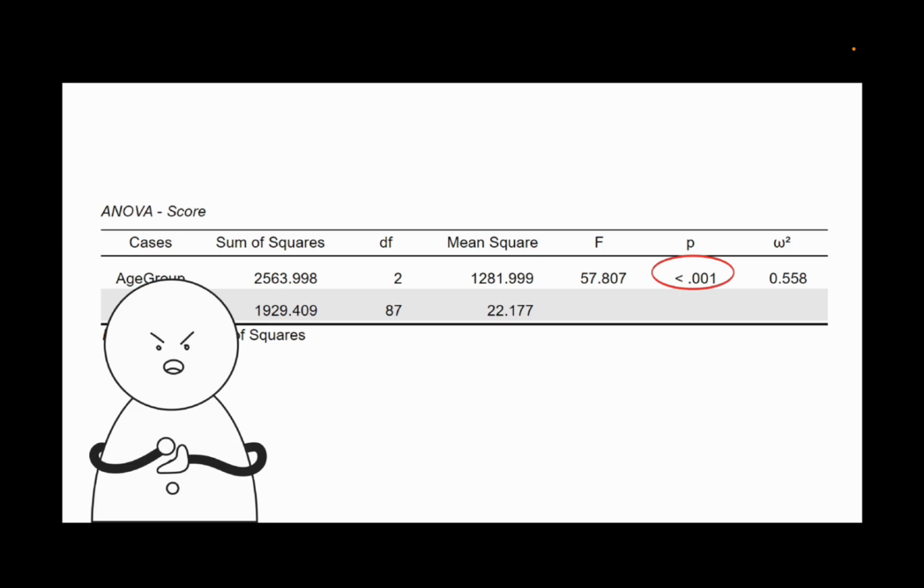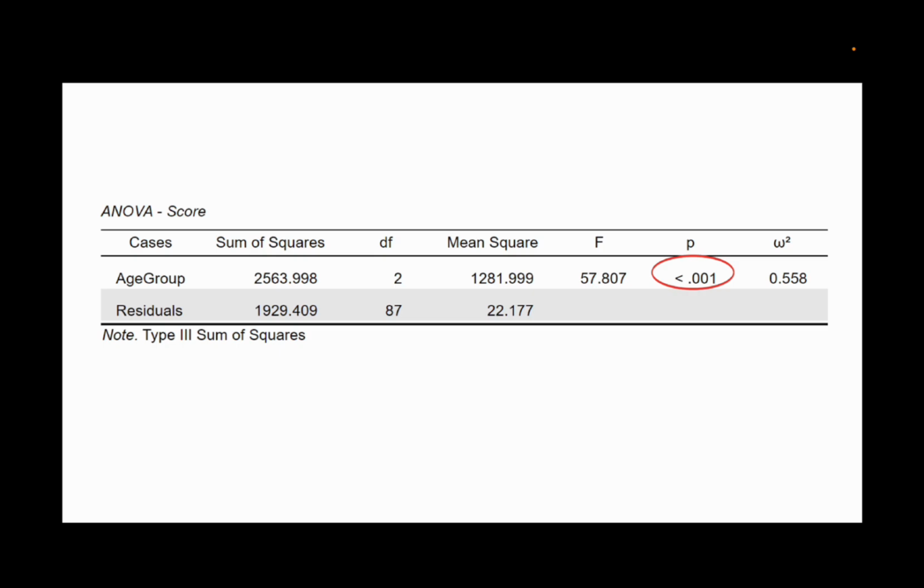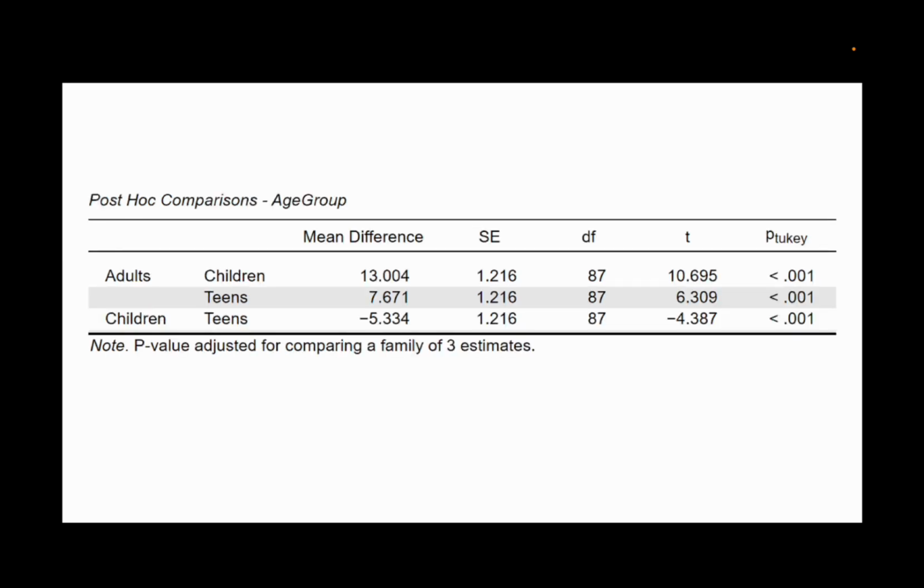So just like with the t-test, that means the probability of seeing this result, if there were no real difference, is super low. So it's probably safe to say there is a real difference between the groups. Exactly. But we're not done yet. ANOVA tells us that there's a difference, but not where the difference is. So next, we do a post-hoc test to figure out which groups actually differ from each other.